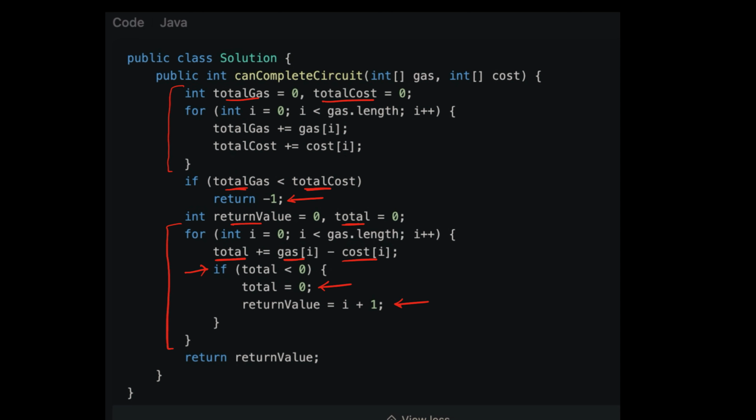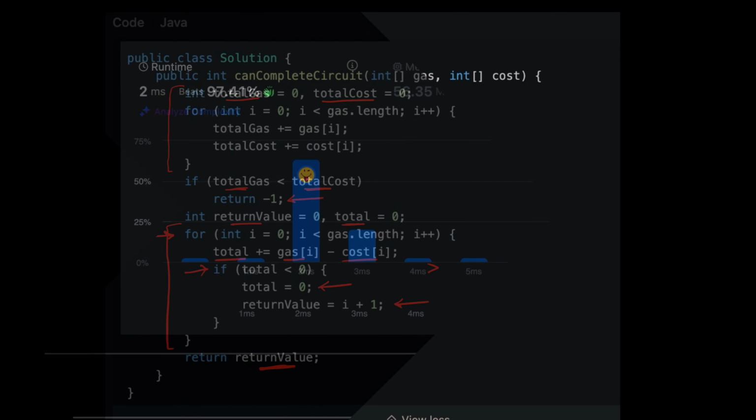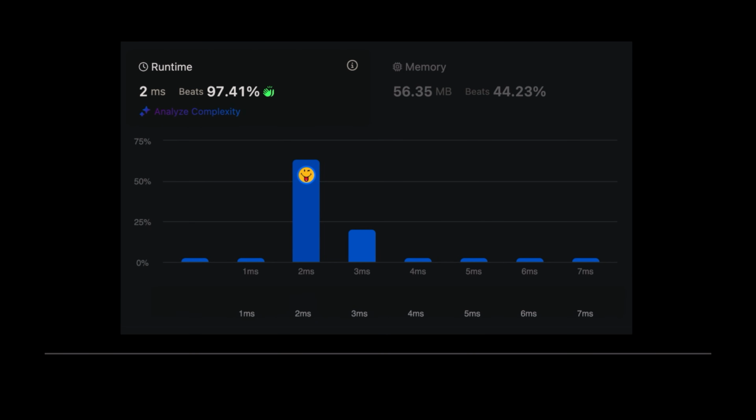If total is greater than or equal to 0, it means we have enough gas available to get to the next destination, so continue with the previous values until the condition is satisfied. After the for loop is complete, we will return the return value as our output. This code, when submitted on LeetCode, beats 97% of the submissions in terms of runtime and 44% in terms of memory.